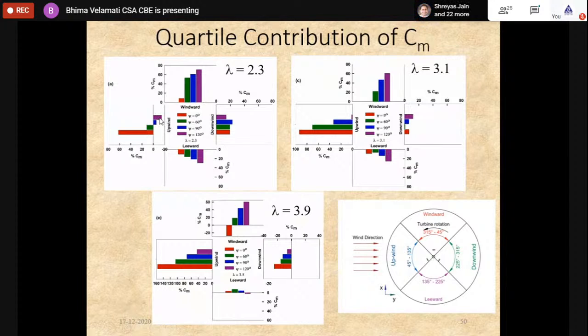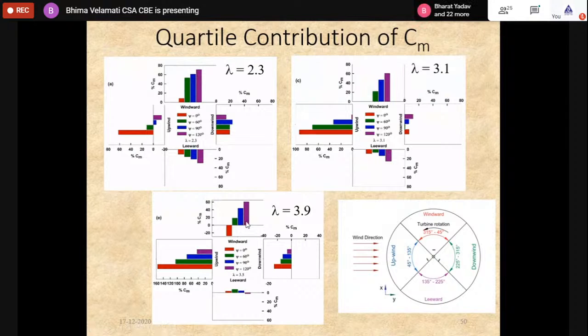Look at it here. Normally, what will happen? The blade is straight. Then the upwind is the region where the blade will come in contact with wind. That is where it will produce the power, the torque. So you can see for all the different tip speed ratios, 2.3, 3.1, and 3.9, the straight blade will only produce a significant portion of the torque in upwind. Whereas as the helix angle increases, the torque production would be shifted to both upwind and windward.